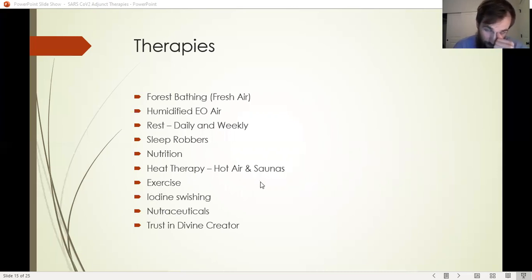So, talking about the nutraceuticals, there's 4 main nutraceuticals that are important. There are more that are important, but the 4 that we have time to briefly mention are vitamin D, zinc, quercetin, and vitamin C. Those are the 4. We are not going to look at studies on all 4. We're just going to look at this one study on vitamin D.